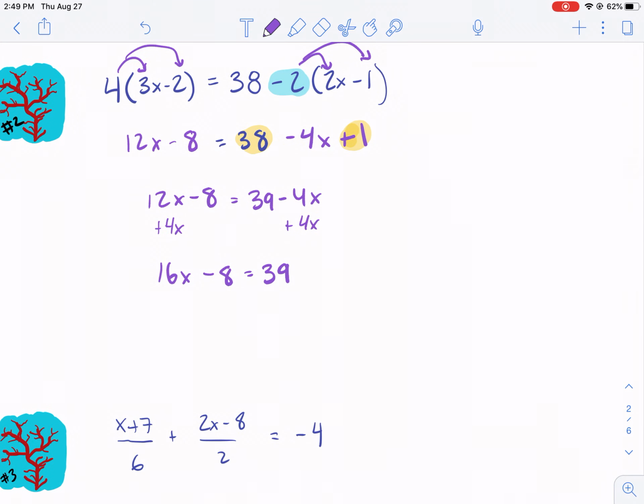So we have 16x once we add 12x and 4x. Minus 8 equals 39. So now we need to add 8 to both sides. We get 47 equals 16x.